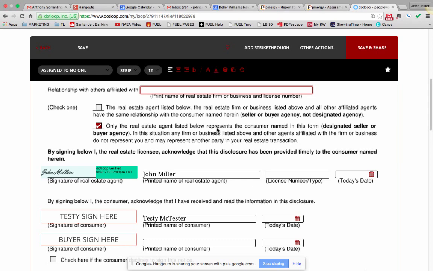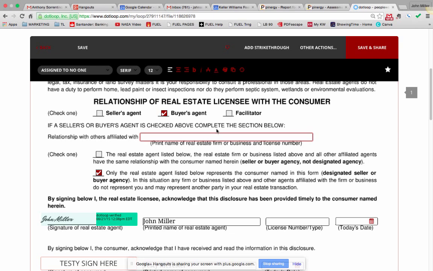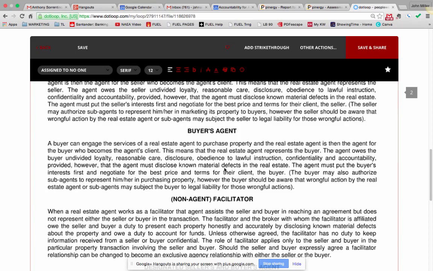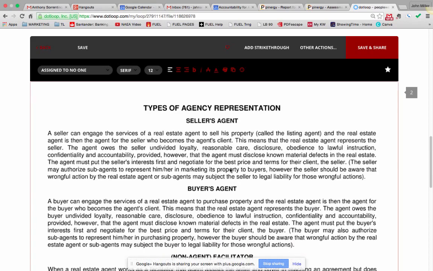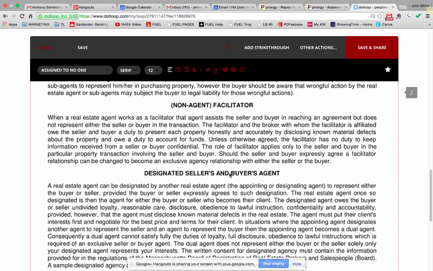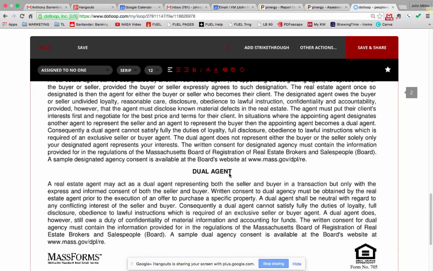So this is a disclosure form between you and the buyer. And the listing agent will more than likely have one signed between them and the seller. You should share this with the listing agent to put everyone on notice that you are representing the buyer. And this next page actually goes through and explains what a seller's agent, buyer's agent, non-agent facilitator is, designated sellers and buyer's agent, and a dual agent.